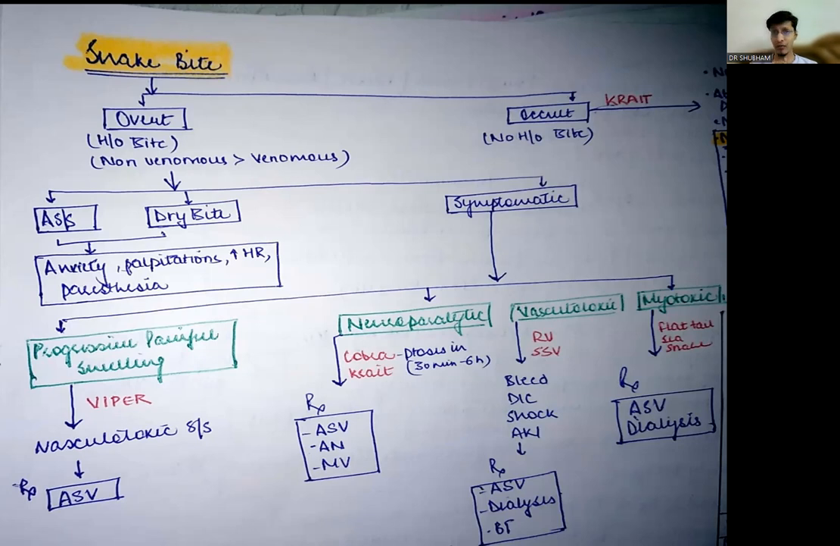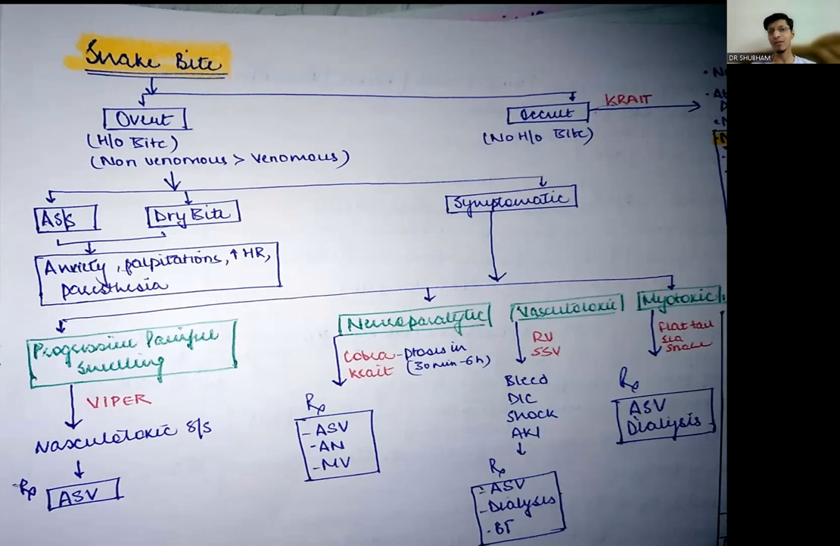So first of all, you have to reassure the patient because 90% of snake bites are by non-venomous snakes, and only 10% of snake bites are by venomous snakes. But each and every patient of snake bite should be carefully examined, and treatment should be given accordingly. So we have an asymptomatic and a dry bite. These people will have a lot of anxiety, palpitations, tachycardia, and paresthesia.